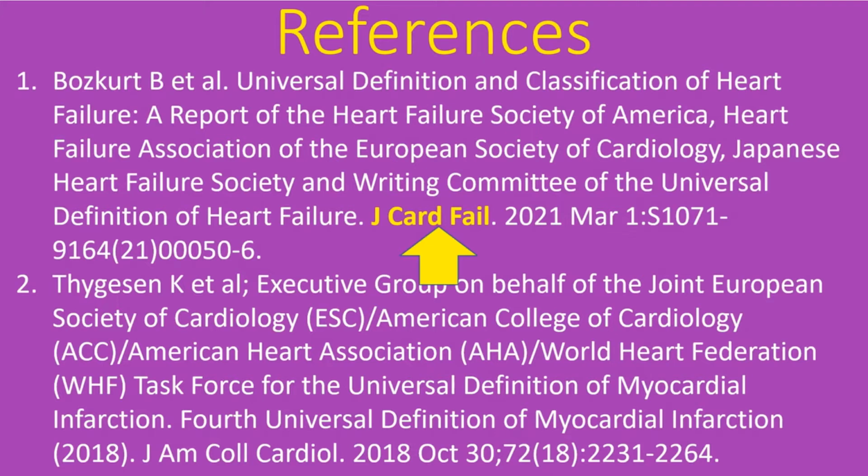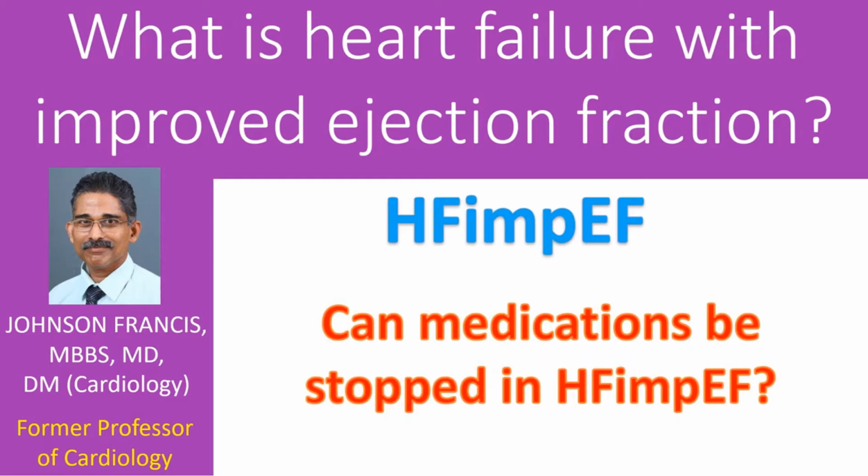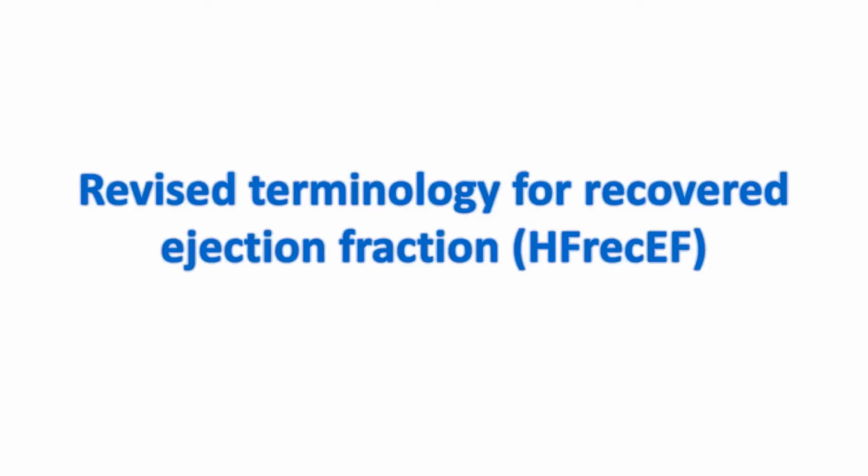Heart failure with improved ejection fraction is heart failure with a baseline left ventricular ejection fraction of 40% or less, a 10-point or more increase from baseline left ventricular ejection fraction, and a second measurement of left ventricular ejection fraction of more than 40%. This was known as heart failure with recovered ejection fraction earlier. The terminology has been revised as per the Universal Definition and Classification of Heart Failure published in 2021.